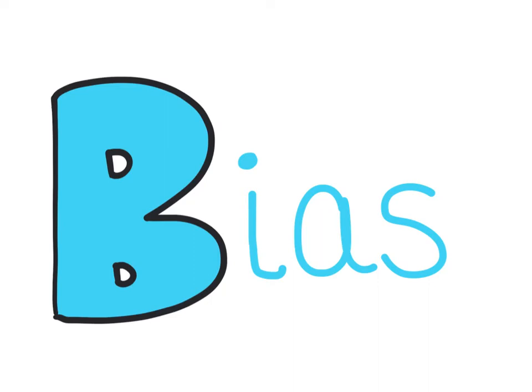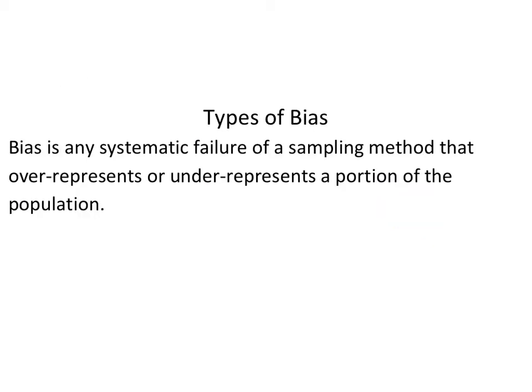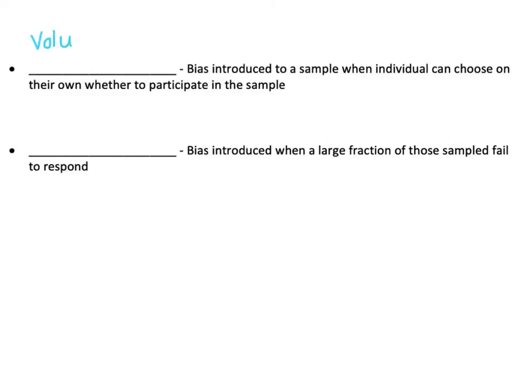The second part of Chapter 12 deals with what can go wrong in sampling methods. So we're going to look at types of bias. Bias is any systematic failure of a sampling method that overrepresents or underrepresents a portion of the population. The first type of bias we're going to discuss is known as voluntary response bias.